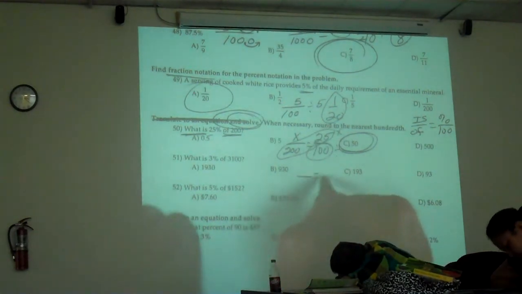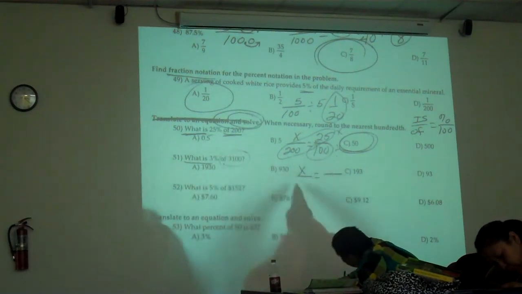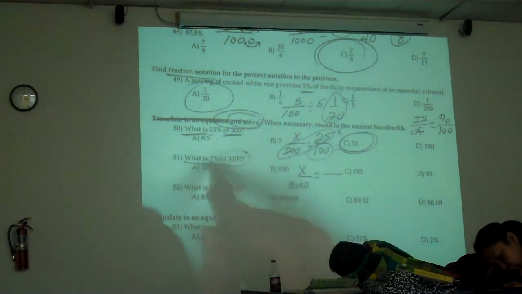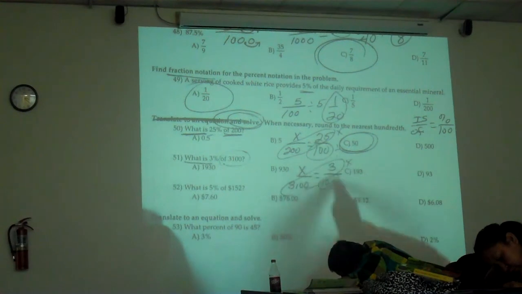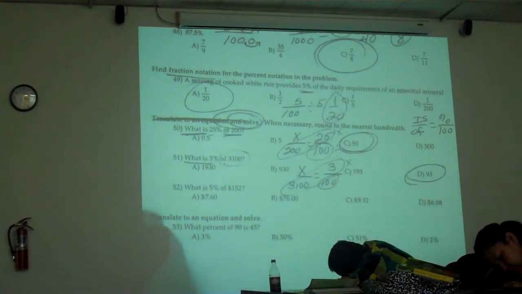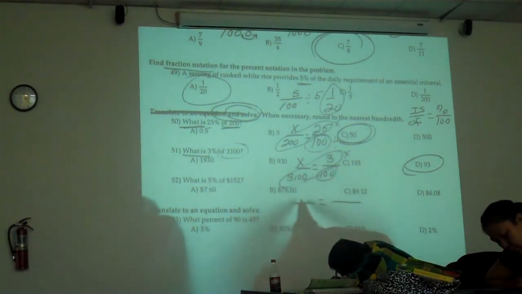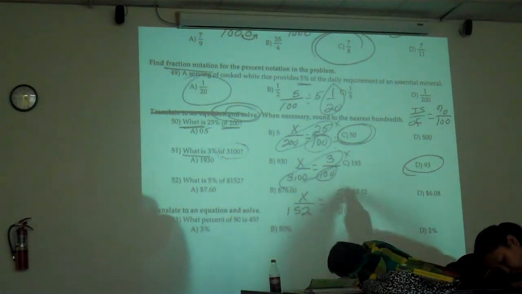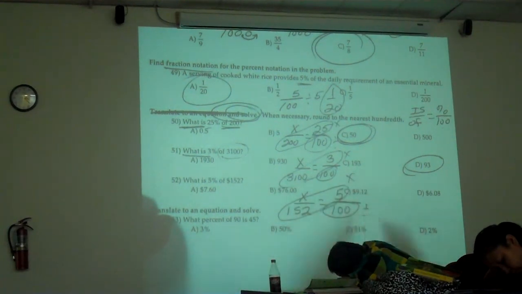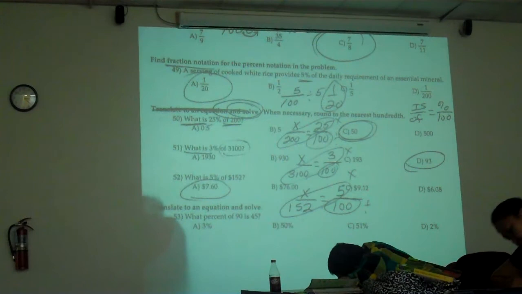Okay. The is, you don't know. Of is 3,100. 3 is your percent, goes over 100. Multiply, divide, you get 93. Okay. And this one the same again. Is over the of equals a percent, which is 5 over 100. So multiply, divide. 7.6, since this was dollars, it was written in dollars. $7.60.